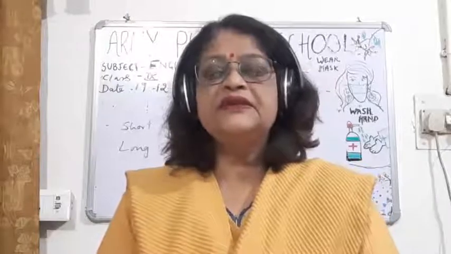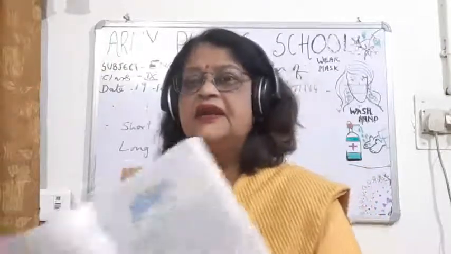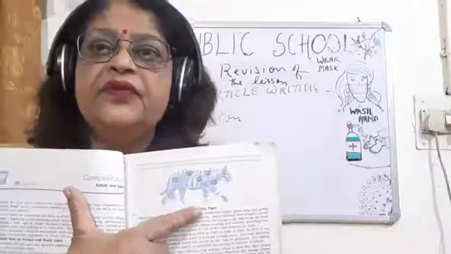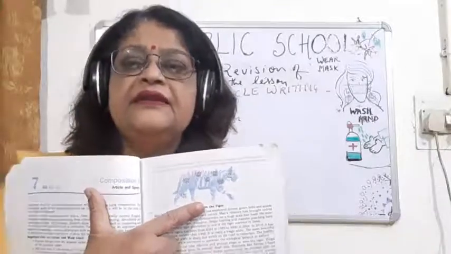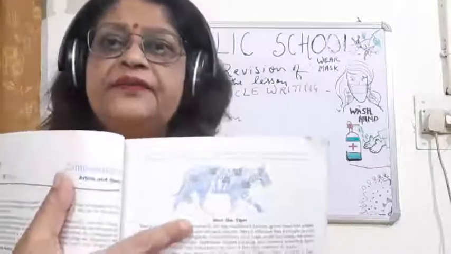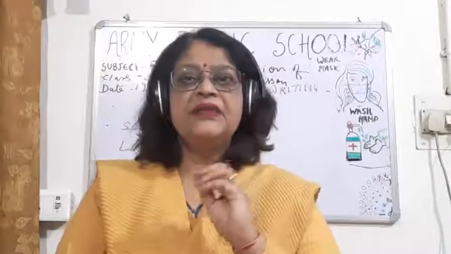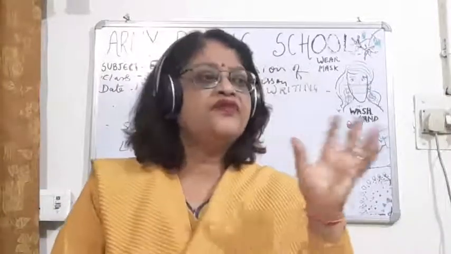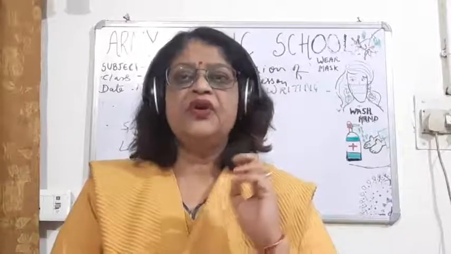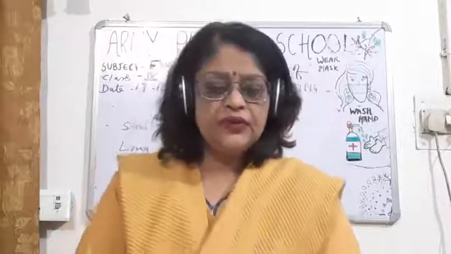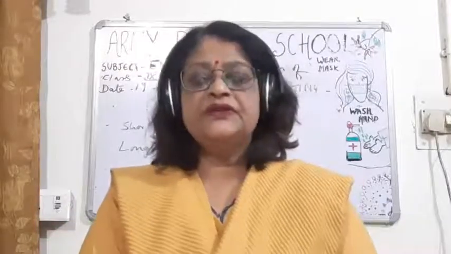Then children, after the input devices, what will you do? Sometimes you will be given visual inputs also. What is a visual input? Like children, you can see in my book a tiger is there. You have to see the picture of that tiger and then you have to write an article or a story. So this is known as visual inputs.